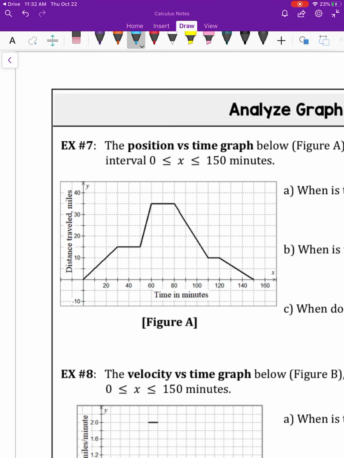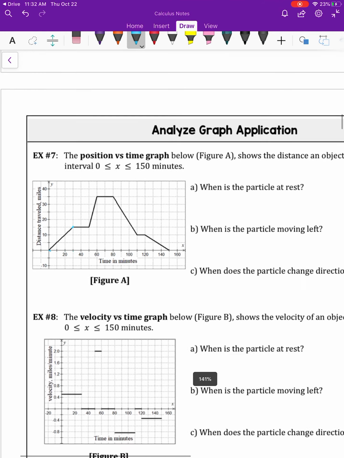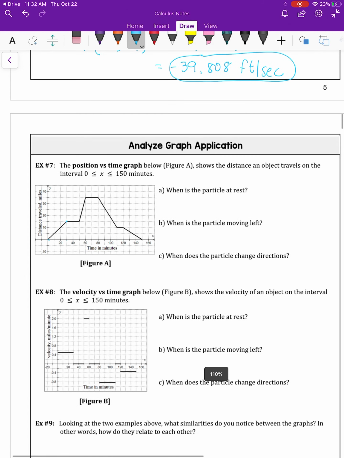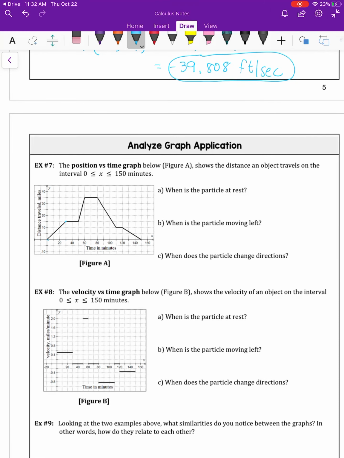But look at this. This is distance on the y, and this is time on the x. So it starts at 0, 0. So after 30 minutes, it had traveled 30 miles. Okay? So it's called a position versus time graph. It shows the distance an object travels on the interval. This is from 0 to 150. Okay? So when is the particle at rest? Well, what you can see is that this is over minutes. It's like traveling.